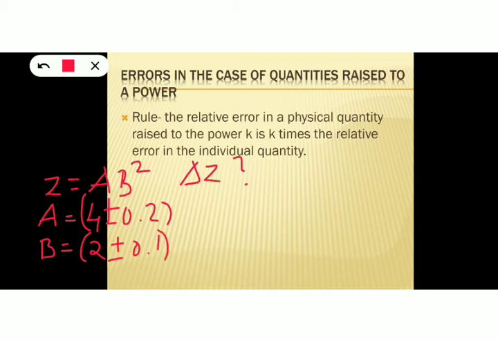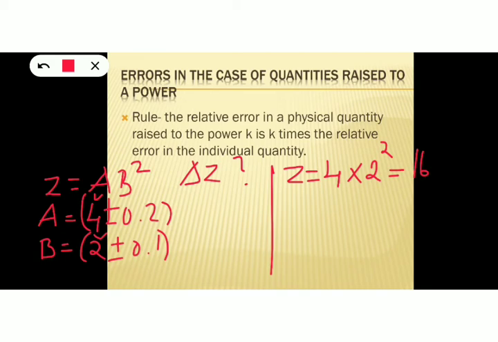So first you need to find out the value of Z. What is Z? Z is equal to AB square. And what is A? A is 4. Then B is 2. 2 square. So 4 into 4, that is 16. This is Z. Then you need to find out delta Z, error.